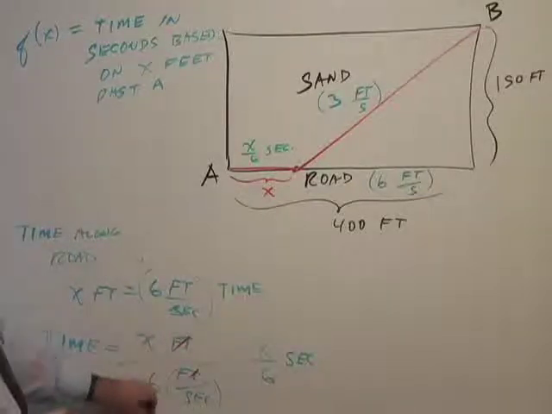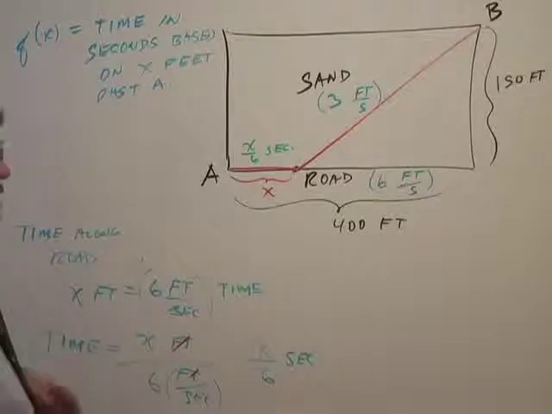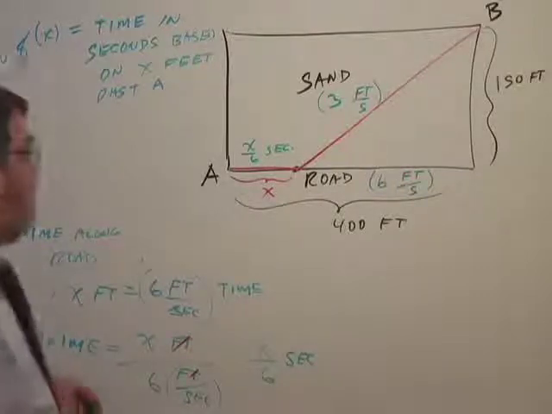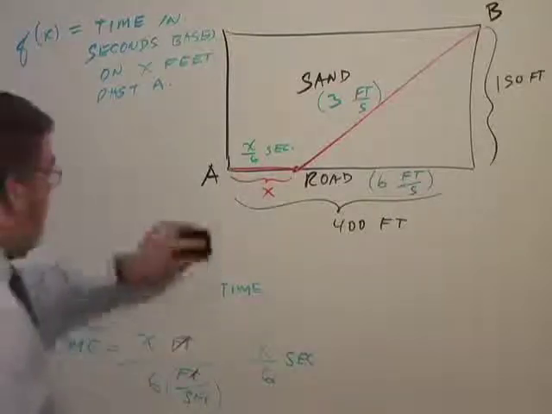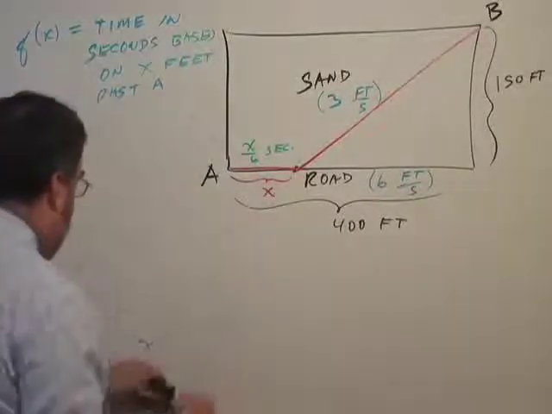Because the next calculation is going to involve the Pythagorean theorem and square roots. It's going to be messy. So let me erase here, because this was certainly the easier one.